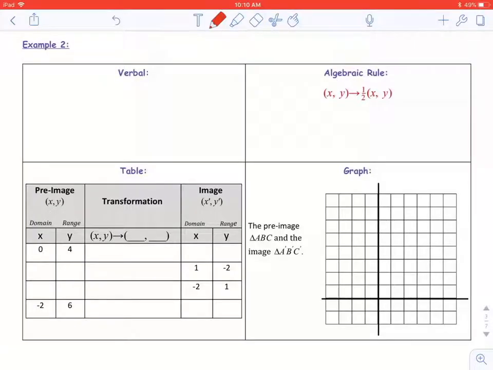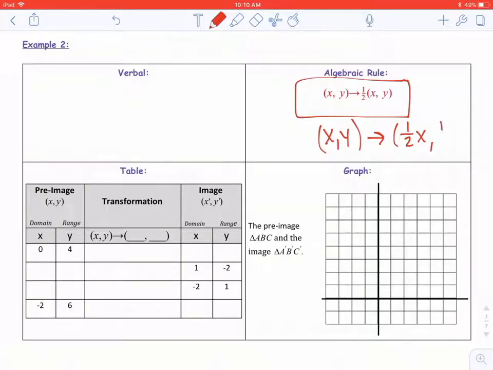This is Dilations Example 2. So in this example, we are given our algebraic rule. For every point x and y, we have a scale factor of 1/2. So notice we could also write our algebraic rule as 1/2 x, 1/2 y. So we're also given parts of our table, but our algebraic rule is going to help us to fill in the remaining parts of our table.